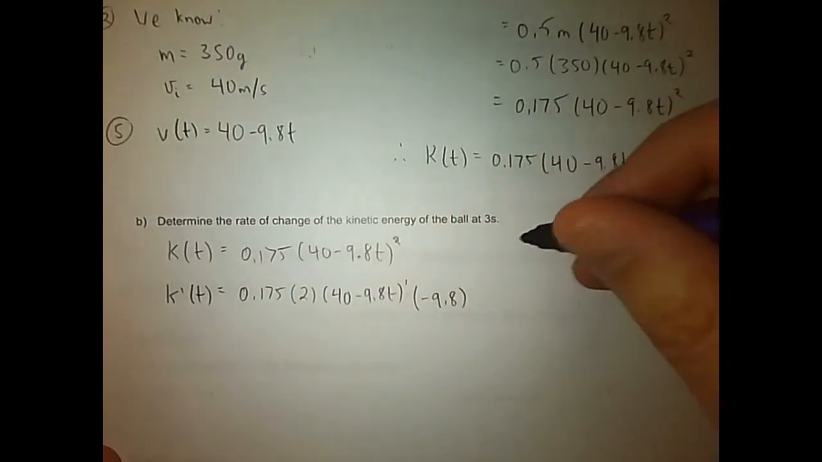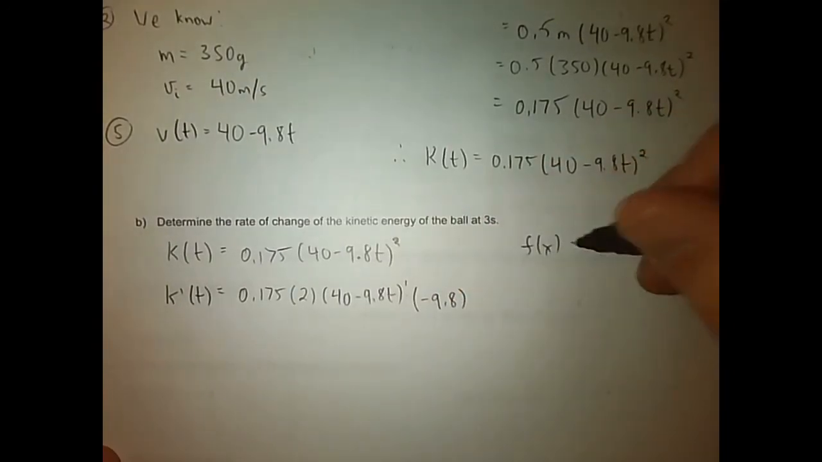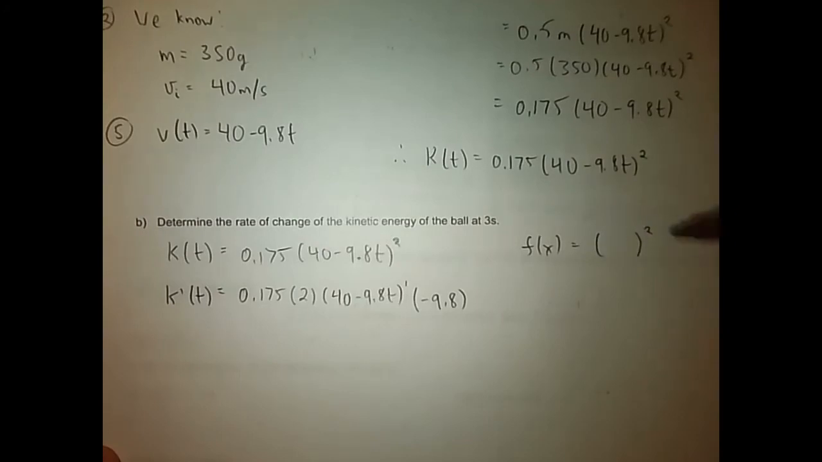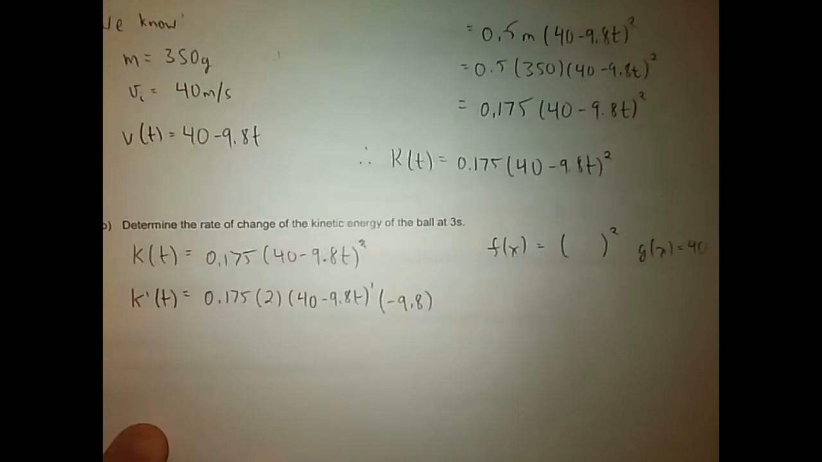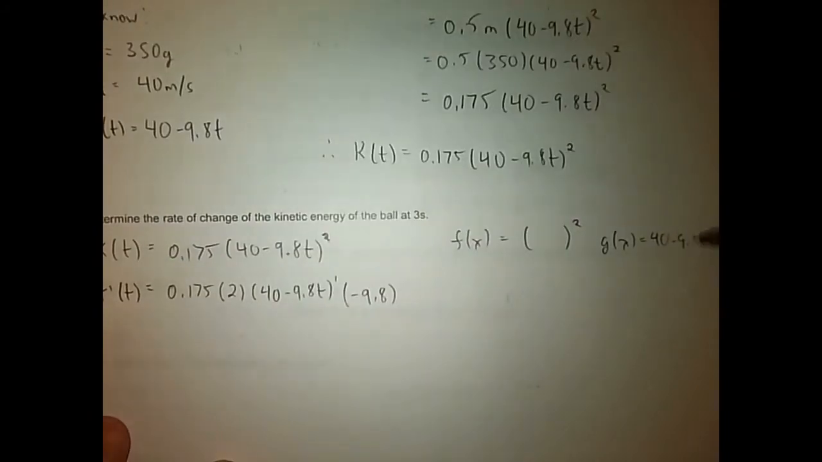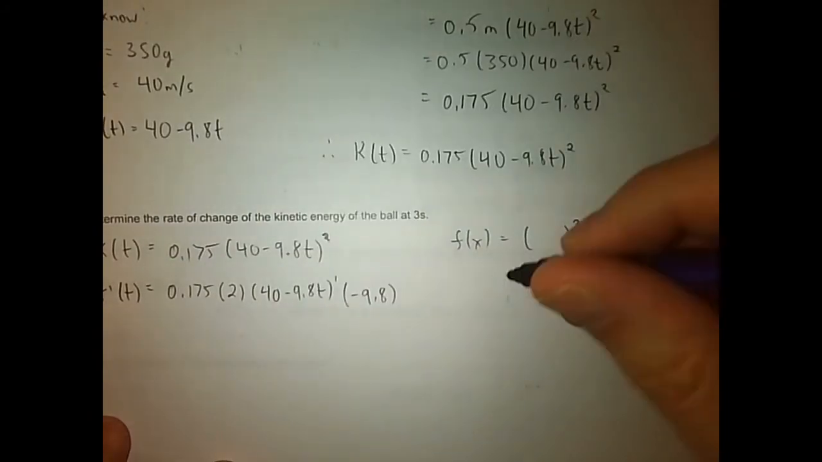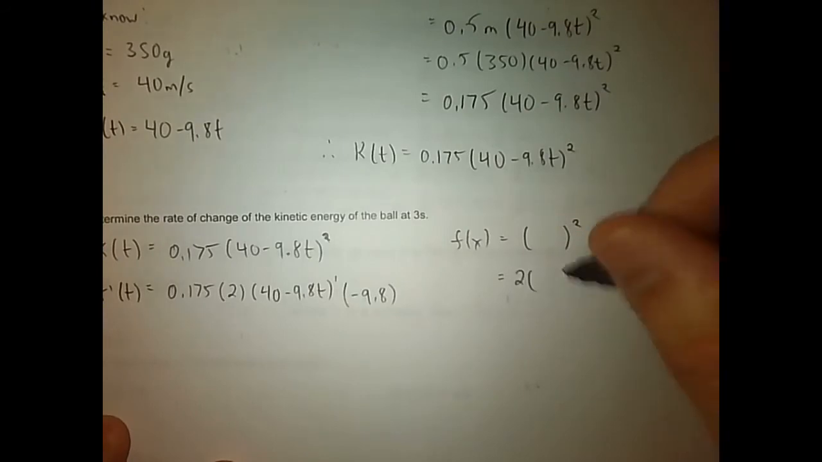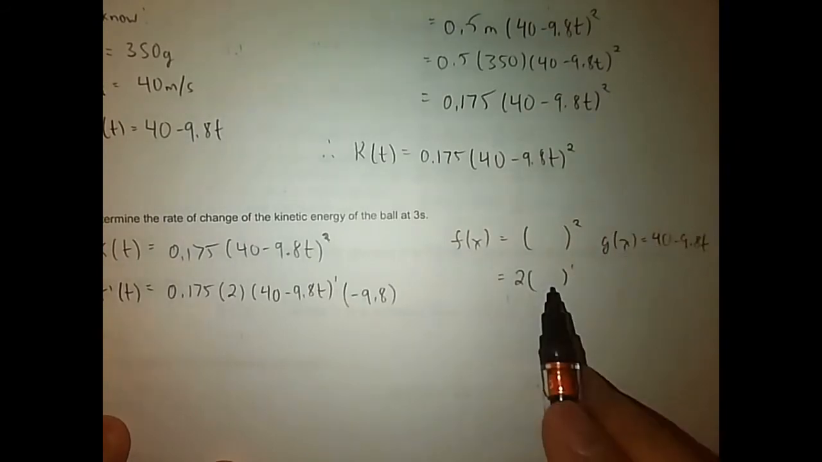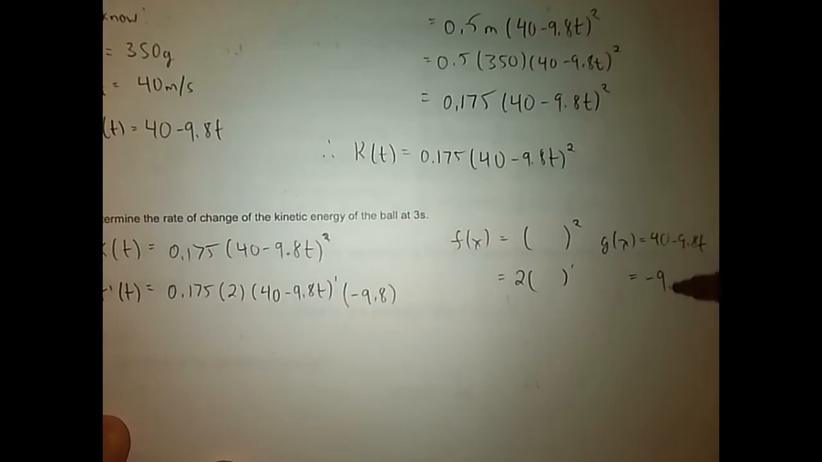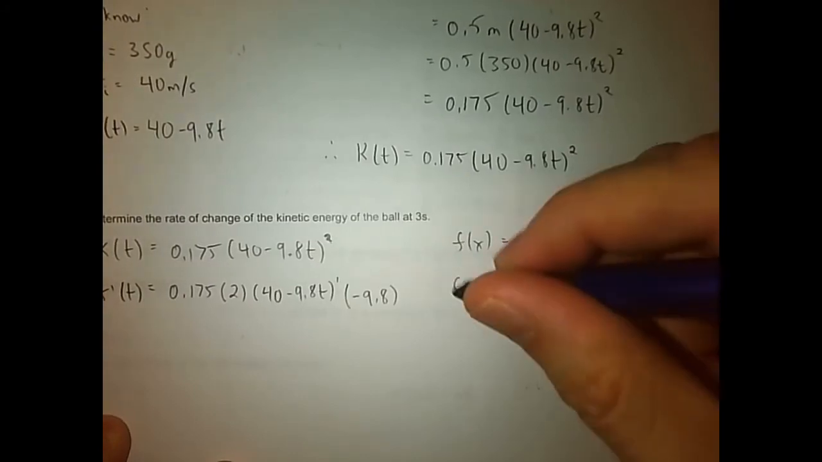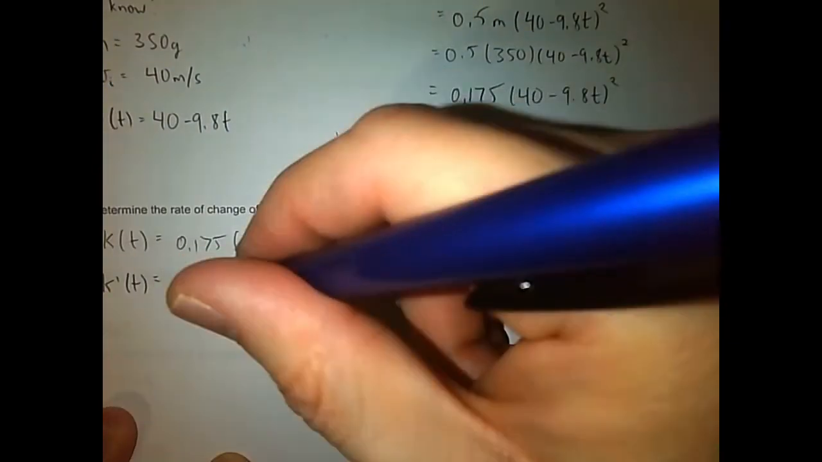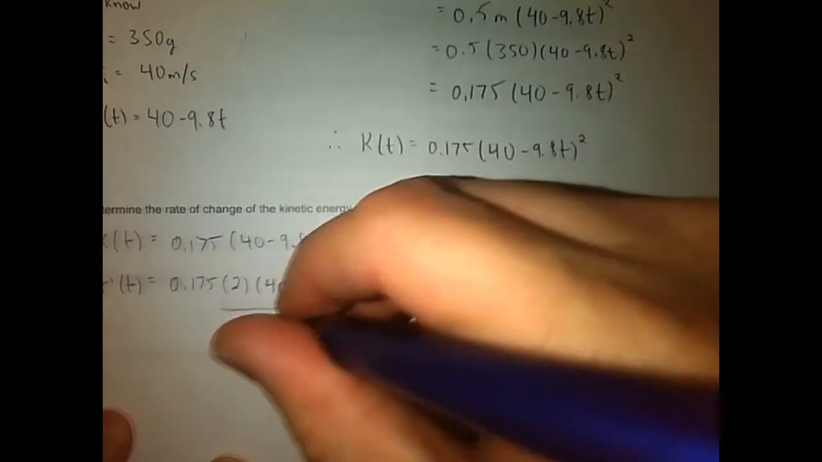So if we wanted to, we could arrange this like we did before. We had f of x equal to that thing outside the brackets, and then g of x was the 40 minus 9.8t. If I take the derivative, I get 2 to the power of 1 here, then this has to be the same, and this one's just going to be negative 9.8t. That's if I found the derivative of these. Remember, this is just our chain rule here. So I'm just going to put that in here. This is our chain rule.